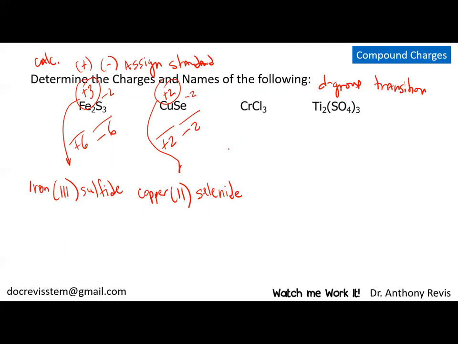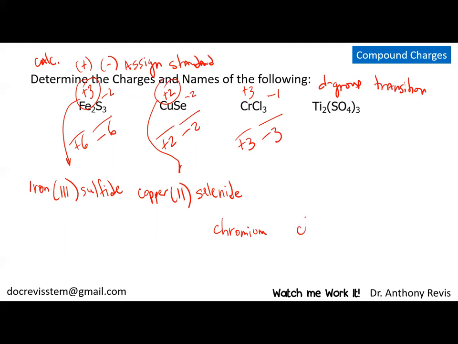Copper 2 selenide. In this case, if I told you the standard is minus 3, this would be minus 3. Therefore, this must be electrically neutral. So plus 3, 1 chromium, therefore stands alone by itself. So this will be named by the base, chromium.